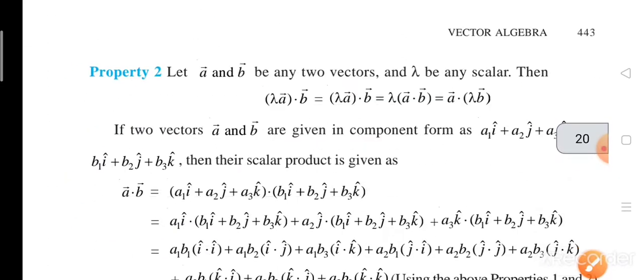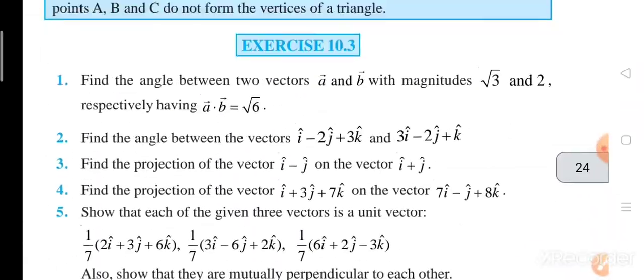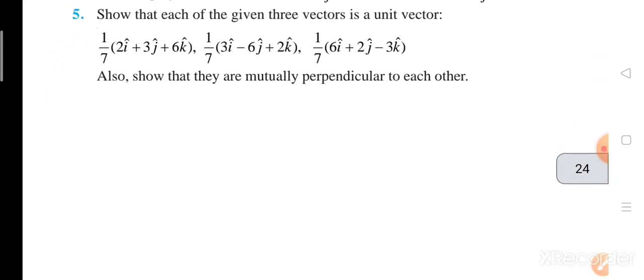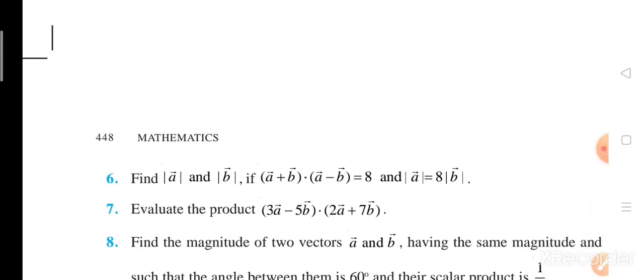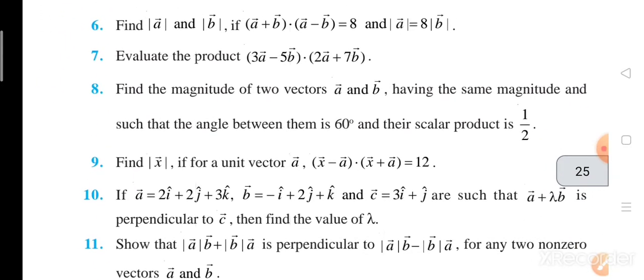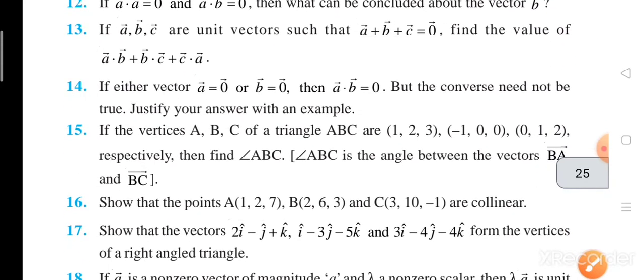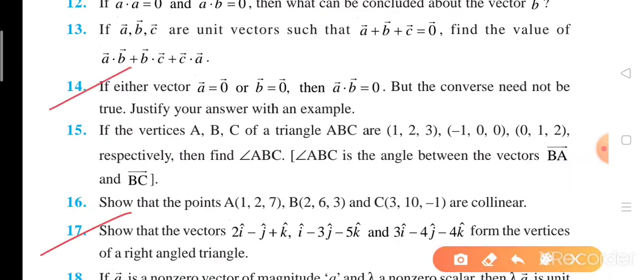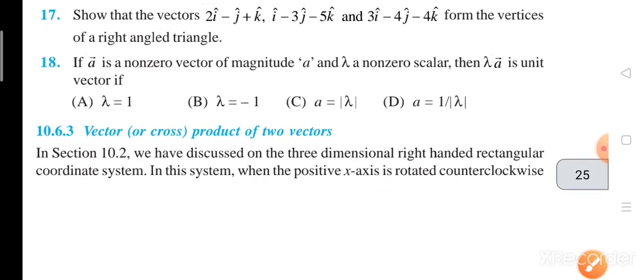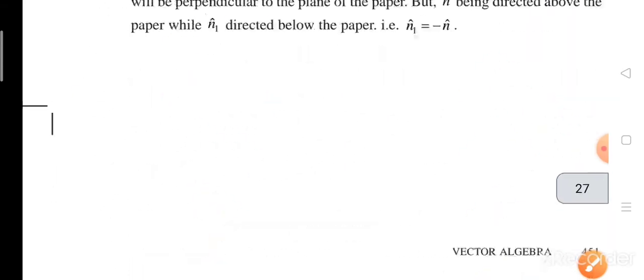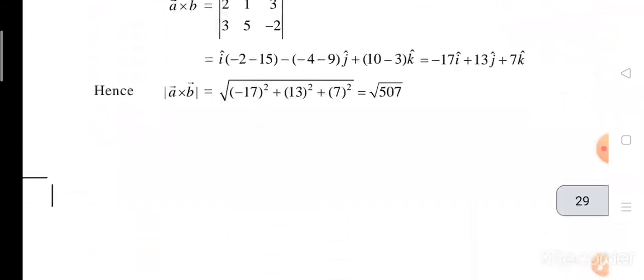Now come to the next exercise, all examples you have to do. Then from 10.3 you have to do question number 6, 8, 11, 14 and 17. These are important. Similarly for the next exercise, all examples.